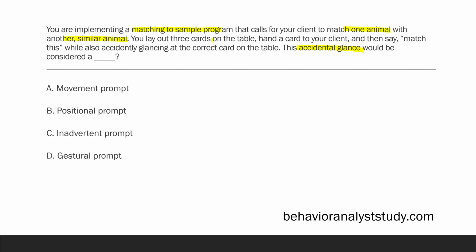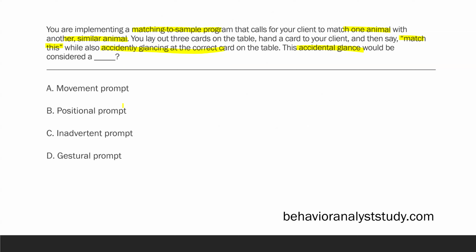So you put 3 cards on the table. You have a field of 3. You give your card to the client and you say match this. So your SD is match this. But when you say match this, you also accidentally glance at the correct card on the table. What is that accidental glance? Is it a movement prompt, a positional prompt, an inadvertent prompt, or a gestural prompt?